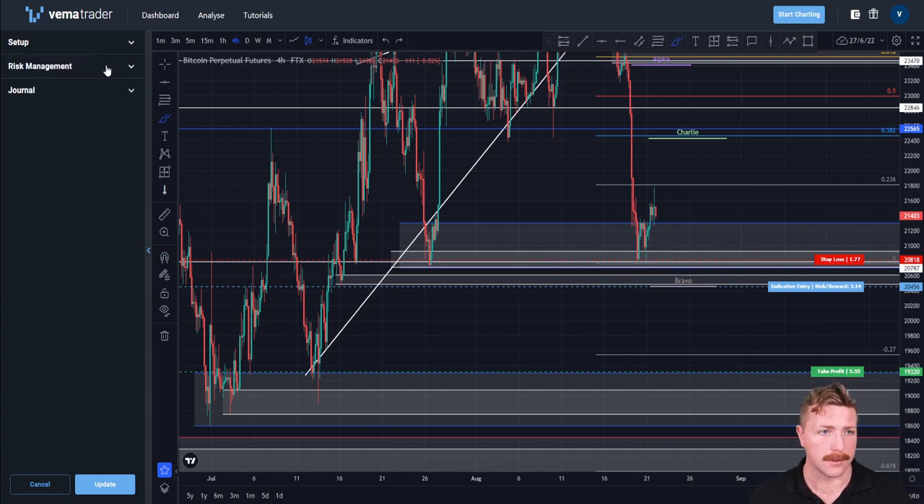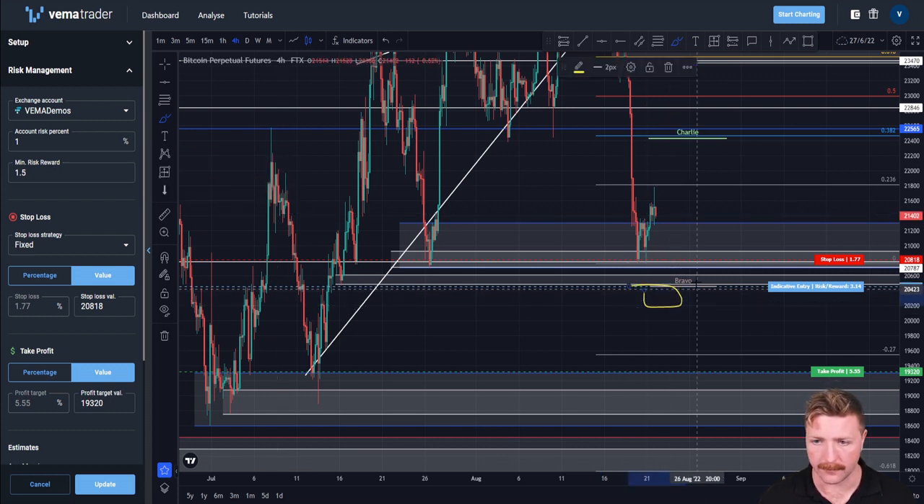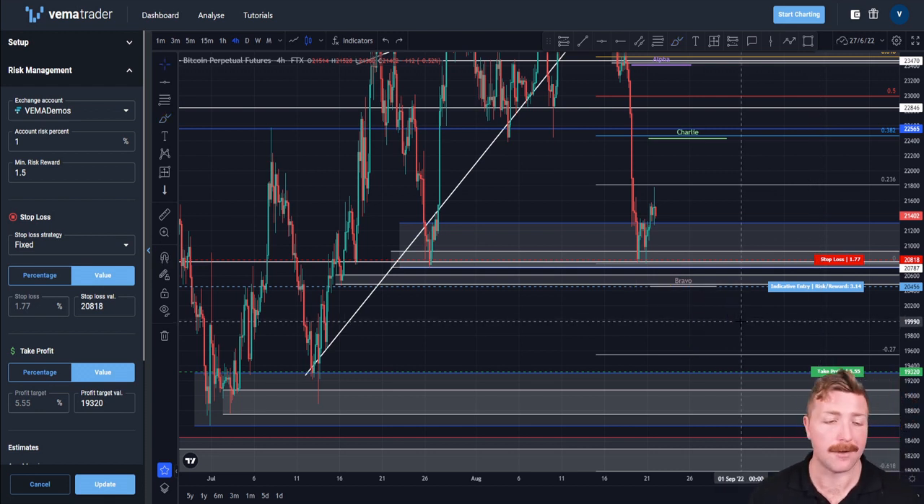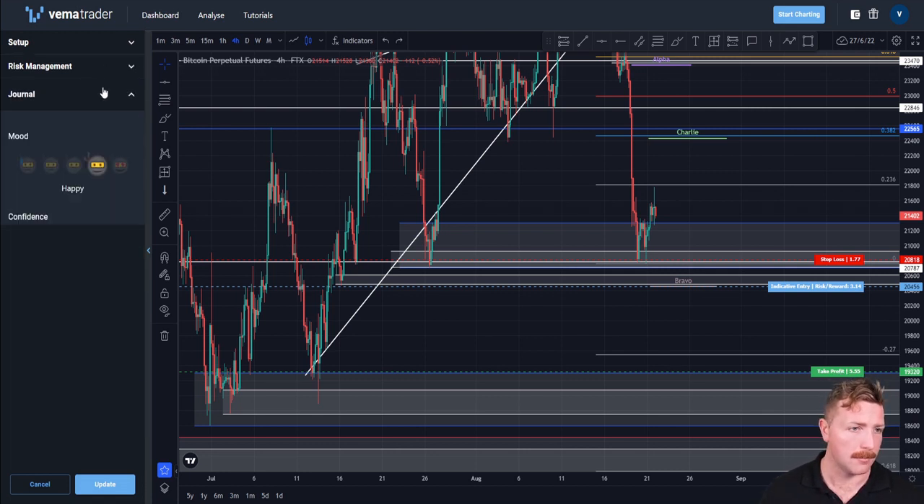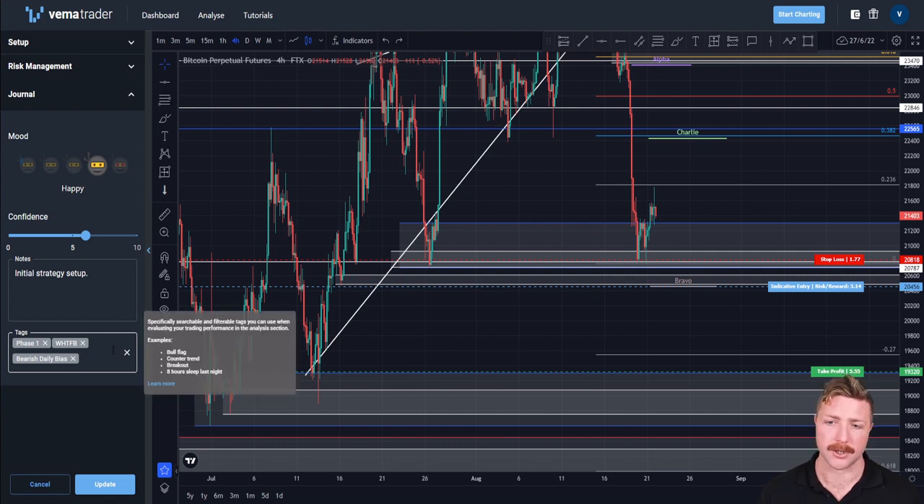In terms of risk management, pretty standard, 1%. I did change the minimum risk reward to 1.5 because it's a candle close. If we see a huge sell-off, I don't want to be getting into a short down here with my stop loss still up here and my take profit right there. That would be a pretty bad risk to reward. So 1.5 I'm pretty happy with. There's a bit more confirmation on this trade than most of my trades. That's why I'm happy to drop it from 2 to 1.5. In terms of the journal, phase 1 with my high time frame bias and a bearish daily bias.